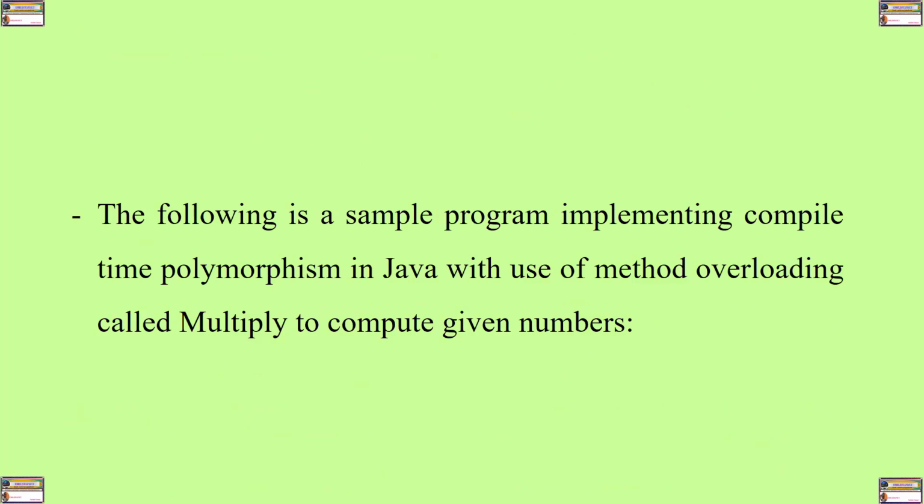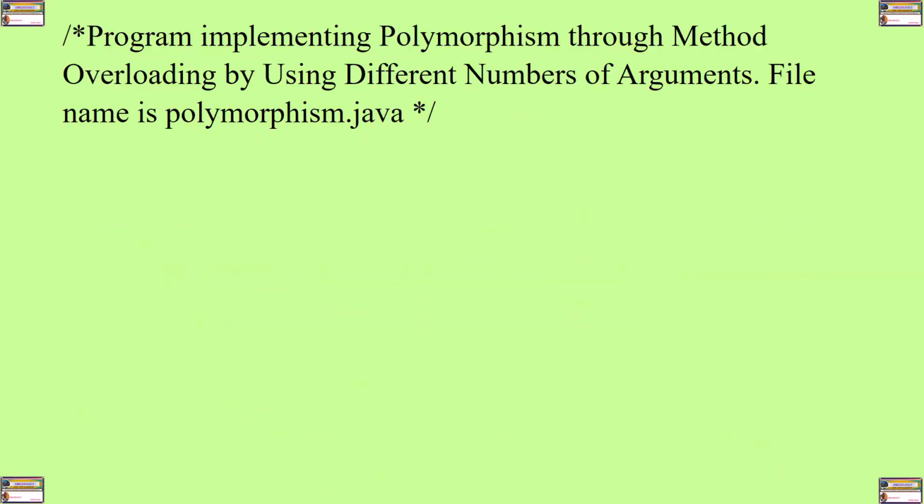The following is therefore a sample program implementing compile time polymorphism in Java with use of method overloading called multiply to compute given numbers. The comment says this is a program implementing polymorphism through method overloading by using different numbers of arguments. The file name is Polymorphism.java, which simply means that the name of the class that we are going to use is Polymorphism. Then we have package polymorphism. So this is the name of the project.